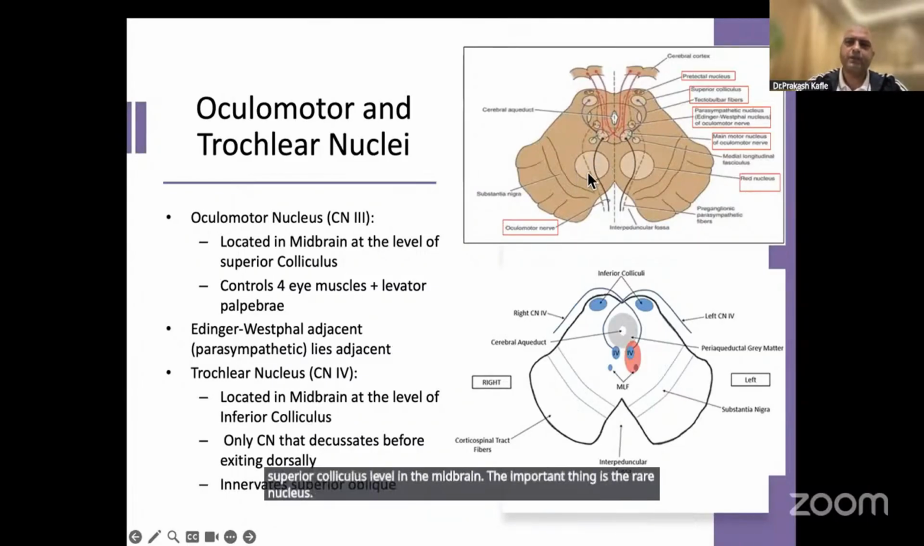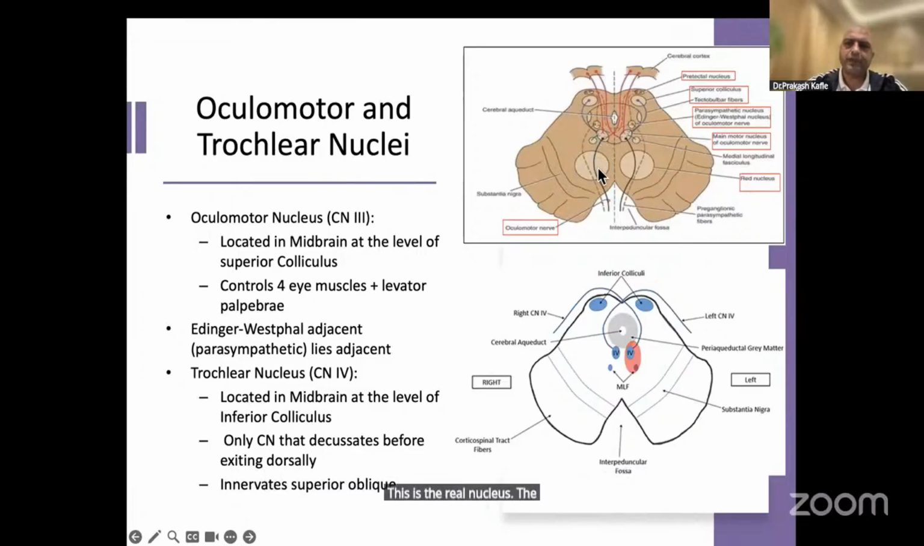This is the red nucleus. The third nerve passes through the red nucleus here. The importance of this is that the red nucleus is one of the most important nuclei in the extrapyramidal system, which connects the basal ganglia superiorly, the cerebellum laterally, and the spinal cord inferiorly. So it plays a vital role in movement.